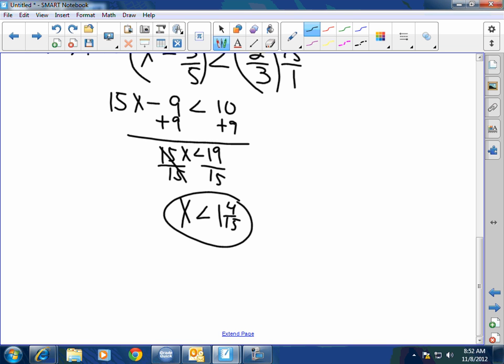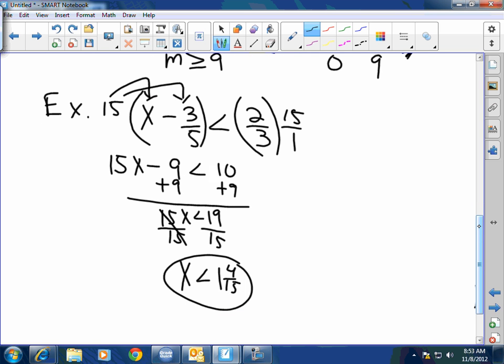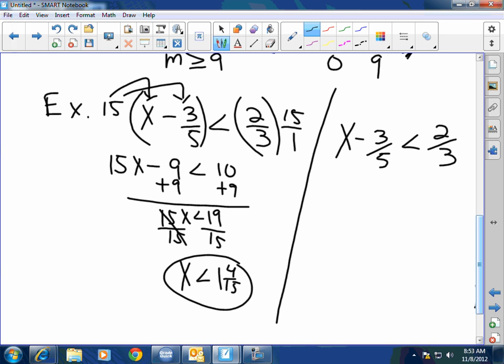Now, some people, for whatever reason, don't like doing that. They don't enjoy that process. So that's fine. X minus 3/5 is less than 2/3. What's another way to do this?